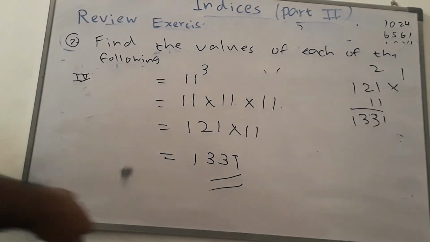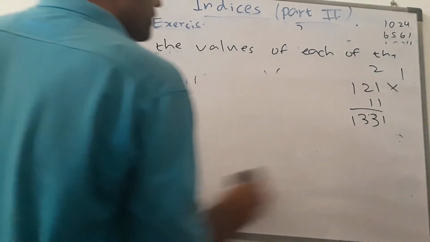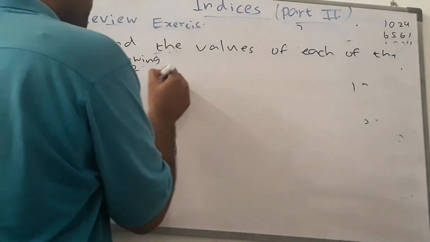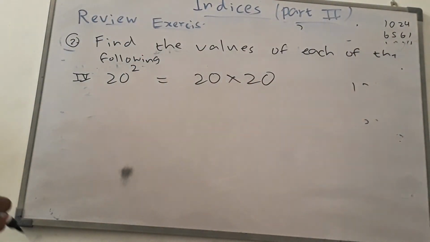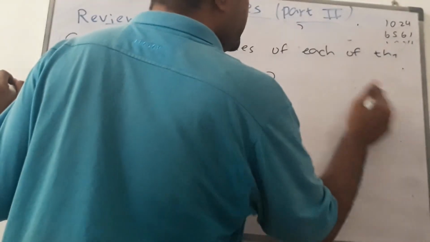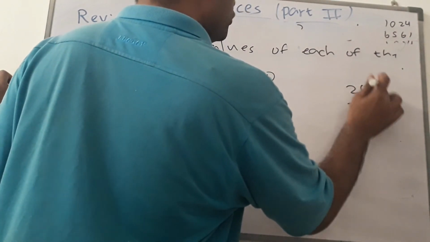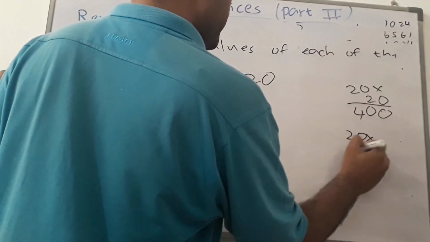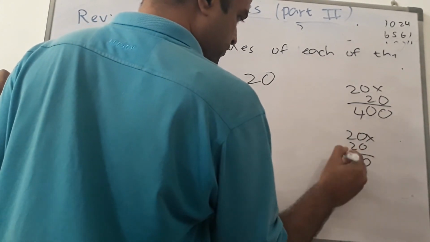Next question is 20 to the power 2. 20 to the power 2 means 20 times 20. 20 times 20 means 400. Let me check. 0 here, 2 times 0, 0, 2 times 2, 4, so 400. Or we can say 20 times 20, 0 I kept here, 2 times 0, 0, 400.